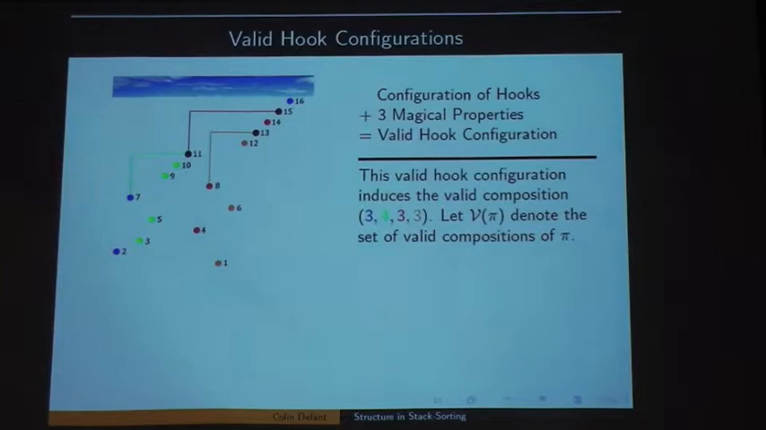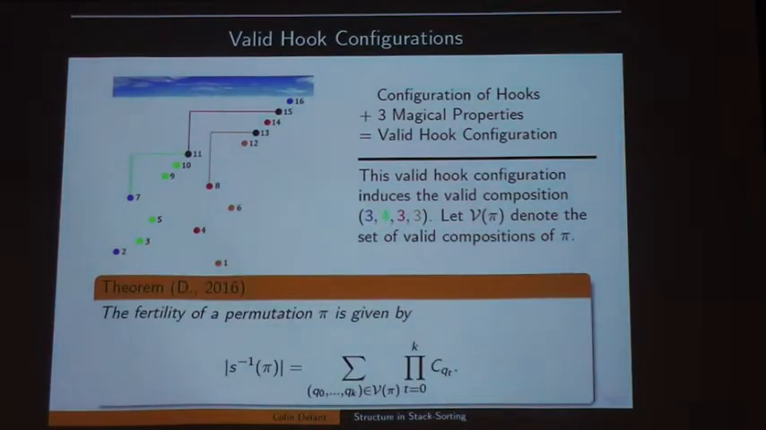Now, the reason that I've done all this is that I now have a formula for the fertility of the permutation pi. It's just given by a sum of products of Catalan numbers. So the C's here are the Catalan numbers. This is a product of Catalan numbers. We understand pretty much everything we need to know here about Catalan numbers. And we know how to take products, right? We know how to multiply things. So products of Catalan numbers are not really mysterious things.